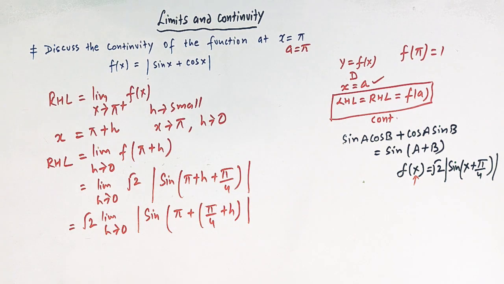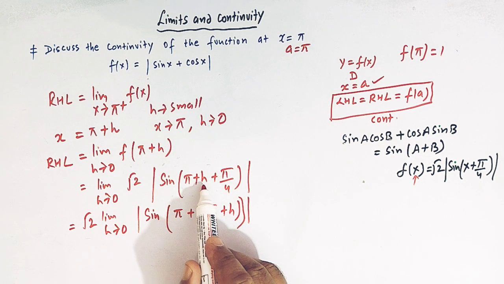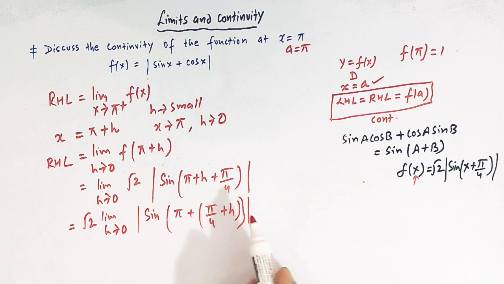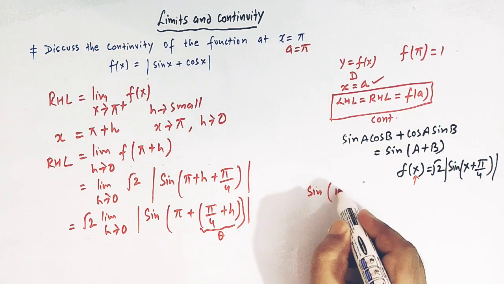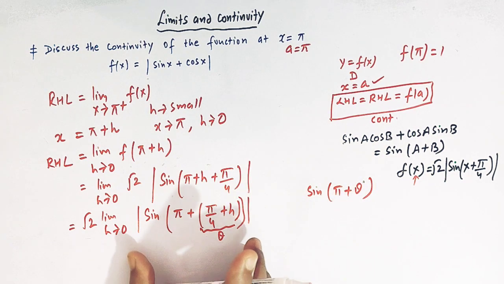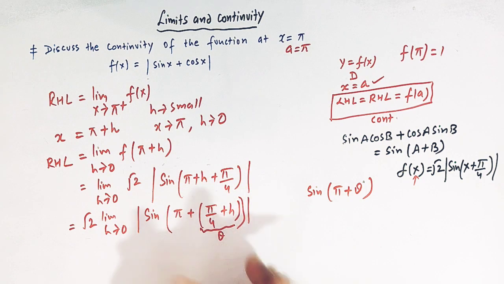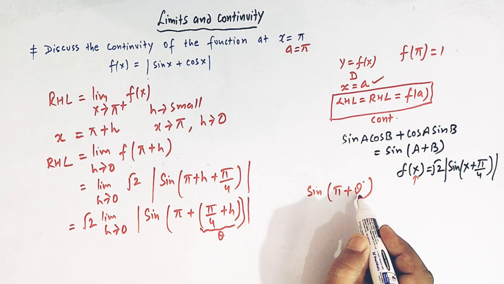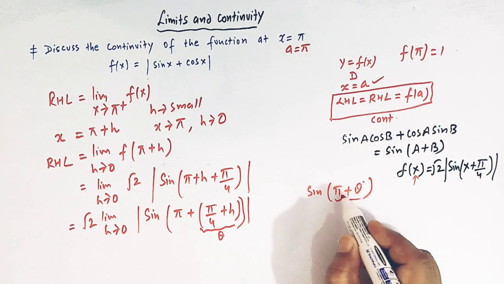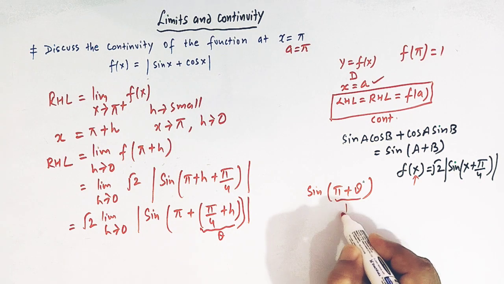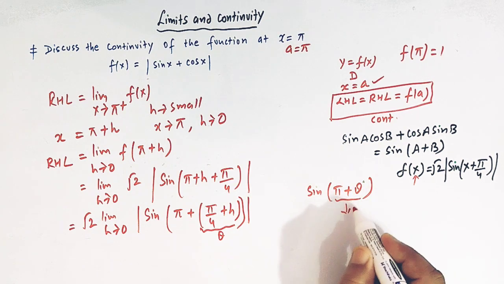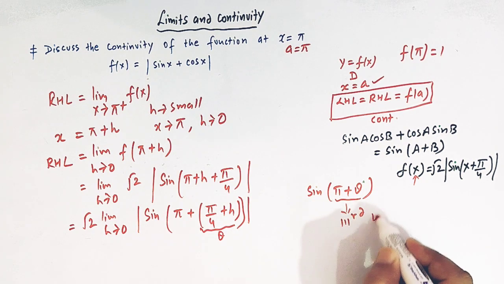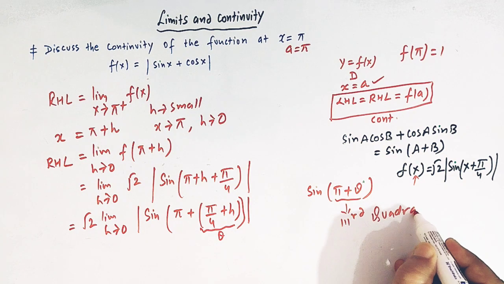So here what we have done, we have combined pi by 4 and h, right? So pi by 4 plus h, so that if we take this term as theta, then we have sine pi plus theta inside the mod function symbol, right? And this angle pi plus theta lies in the third quadrant, right?